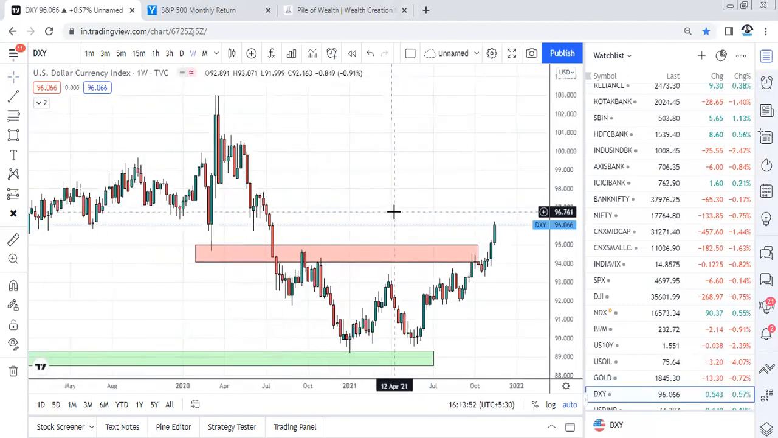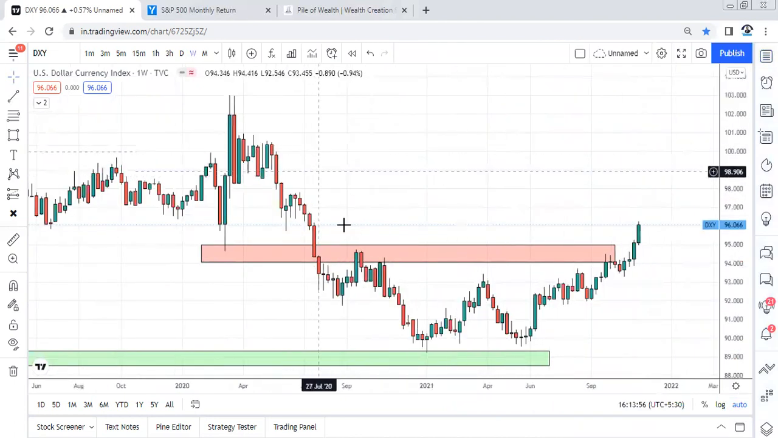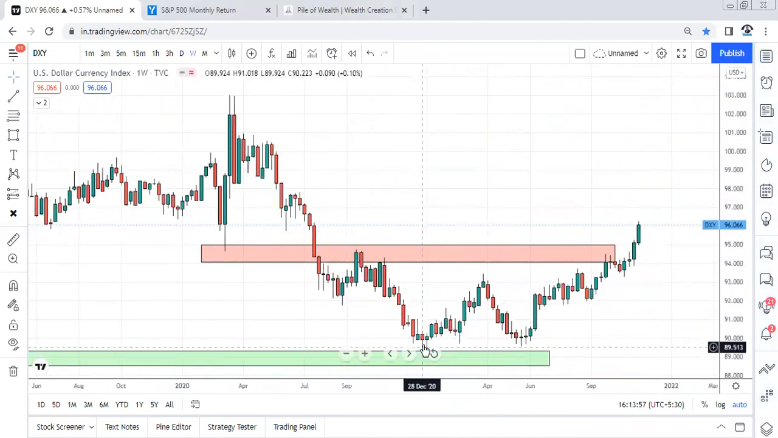And why am I more certain? Because of the dollar index. So what we are seeing over here is the dollar index. And if you see from the higher base, it had come down almost towards the 90s or so and came back.